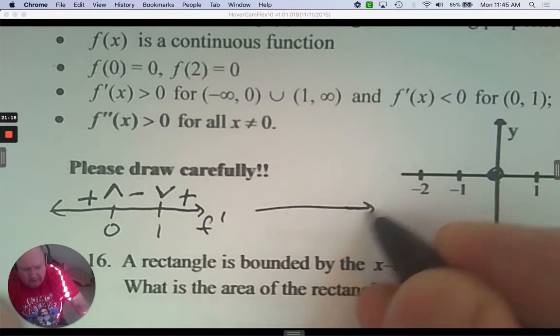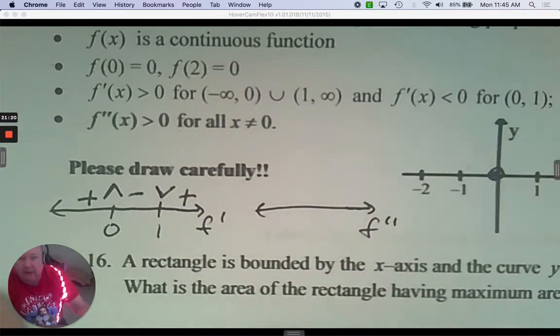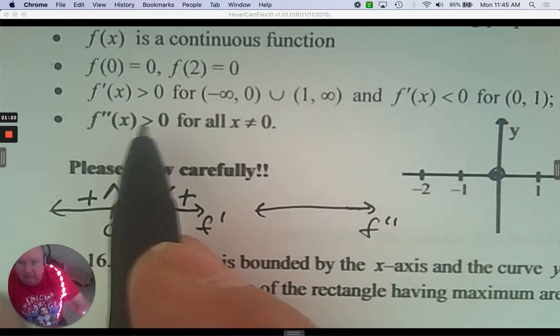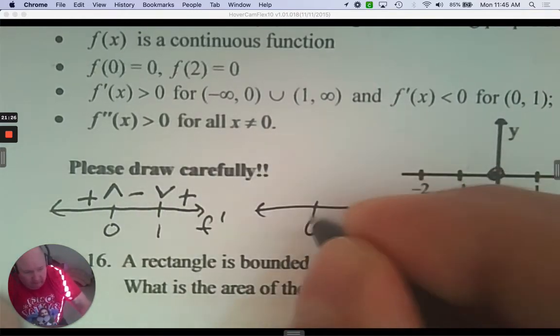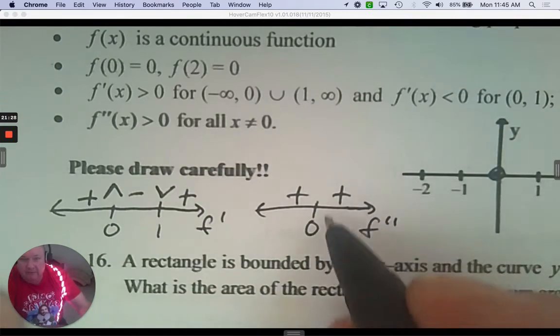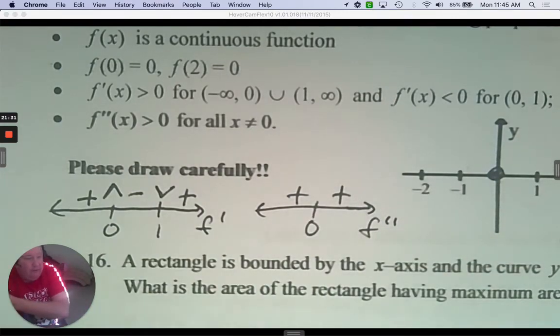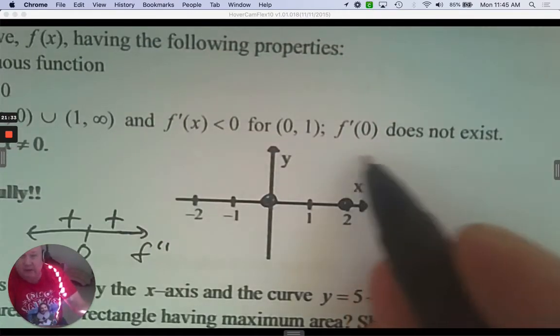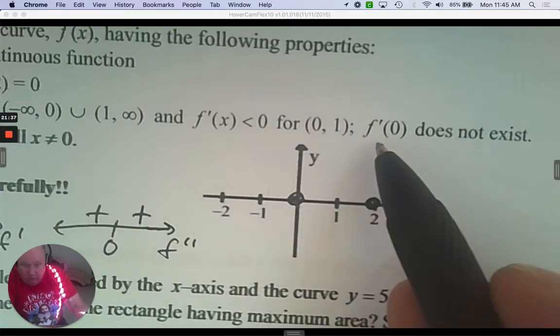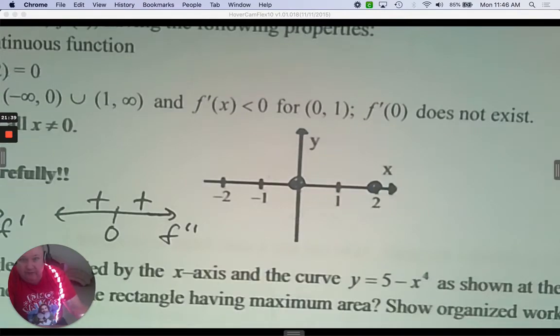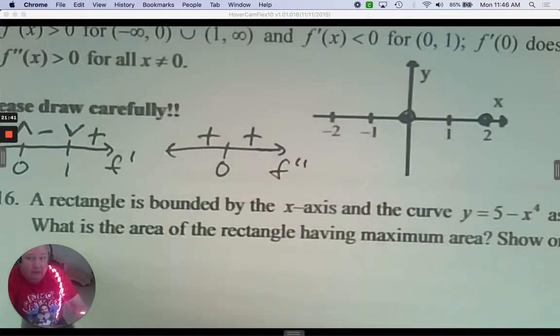We're also going to do a number line for the second derivative. In the question, it says the second derivative is greater than 0 for everything but 0. So it's concave up everywhere except at 0. And it says the derivative doesn't exist at 0. And because it's continuous, that means there's a cusp or corner there. And that's why the derivative doesn't exist. So then I'm just going to follow the number lines.